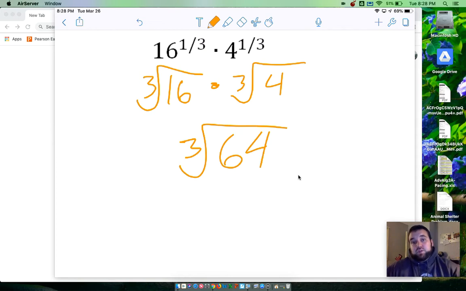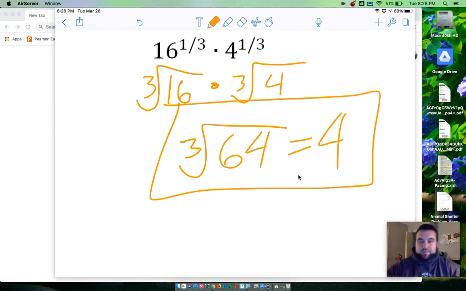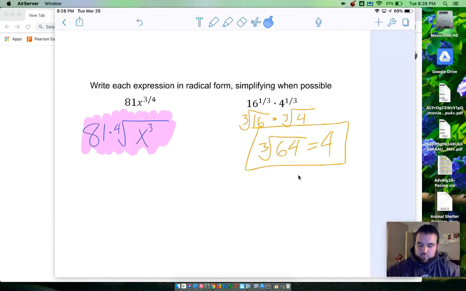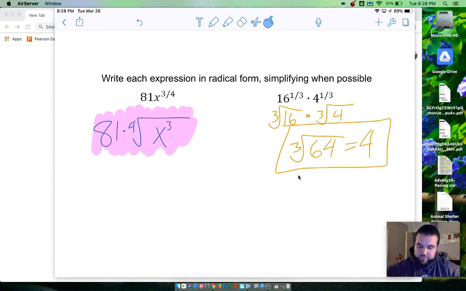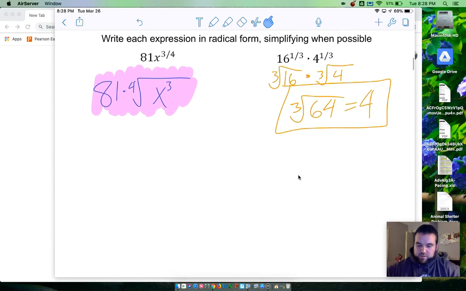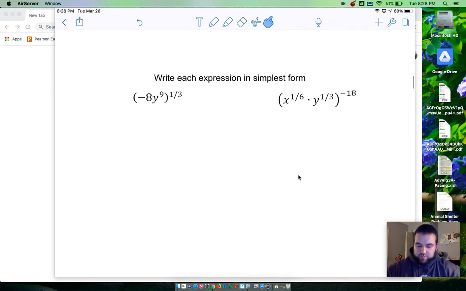Of course, I could always try to type in the third root of 64 to see if it simplifies, and it does, to just 4. So radical form on the left, simplified version on the right. Okay. So that is the first little chunk that we had from 6.4.